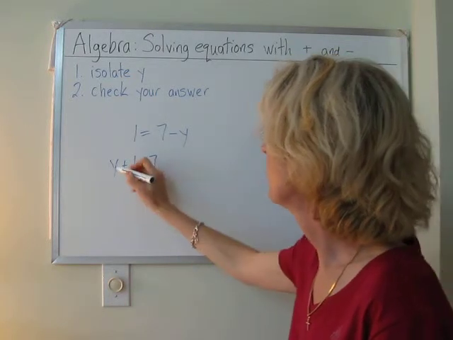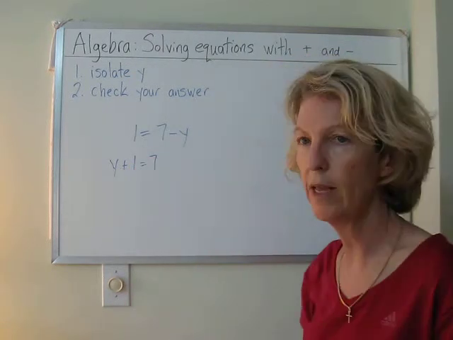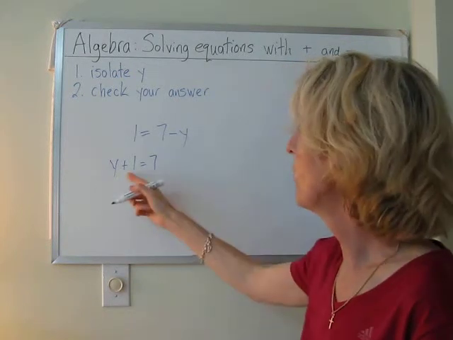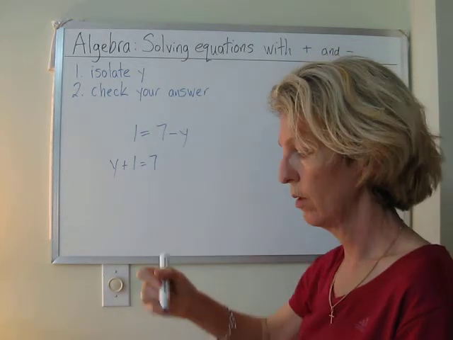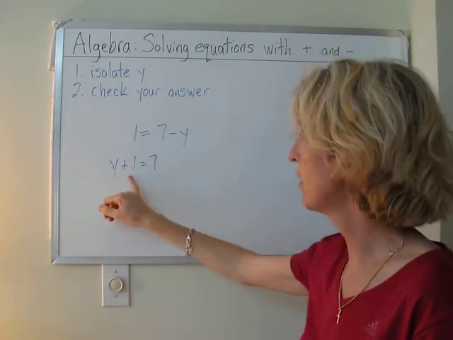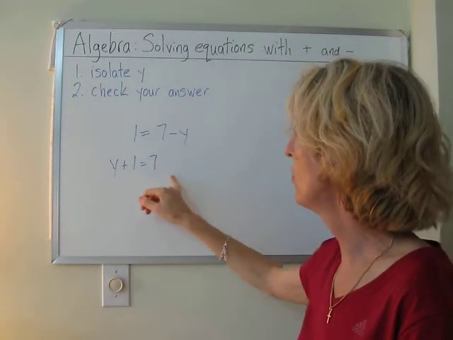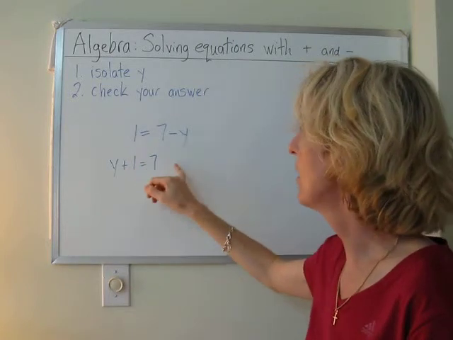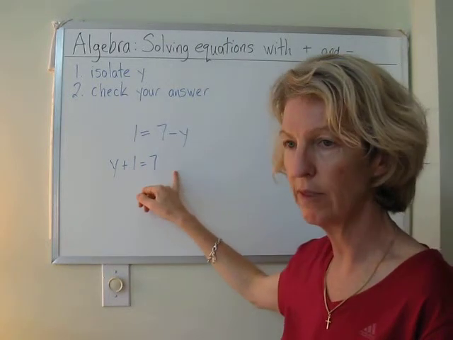Excellent, honey. Have we isolated y? No. Okay, so we need to do another step. We have to get rid of the 1. 1 is a positive number on this side of the equal sign. If we jump over, well, crawl under or jump over the equal sign, what does the 1 become over on this side, hun?